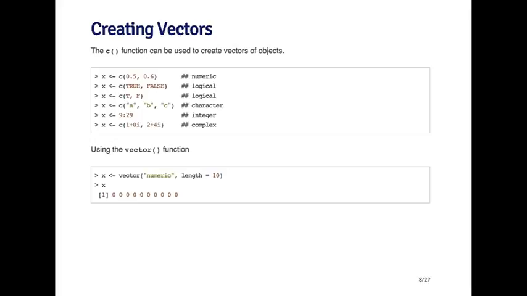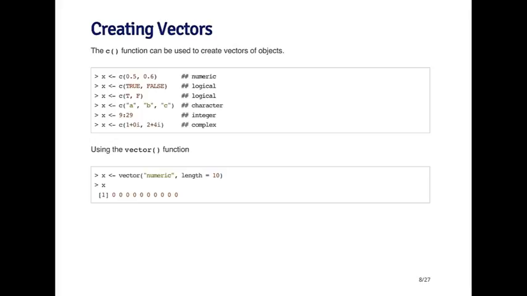As shorthand for TRUE and FALSE, you can use T and F, capital T and capital F. So these two lines give you the same object. You can create a character vector by concatenating a bunch of characters. You can create an integer vector by creating a sequence with the colon operator. And you can also create a vector of complex numbers where the i is a special symbol which indicates the imaginary part of the complex number.